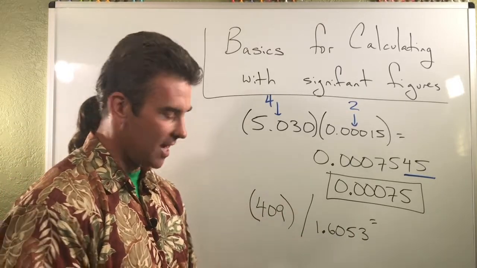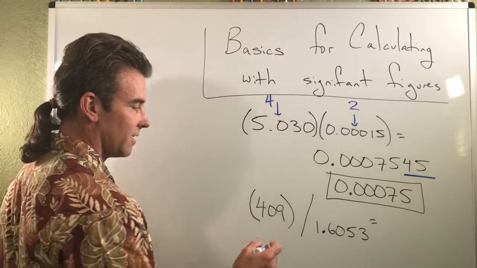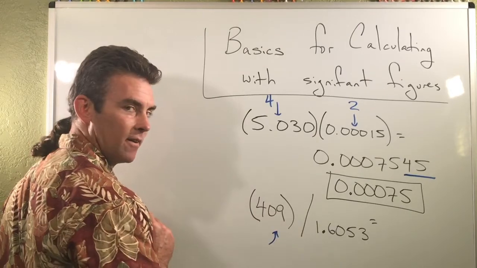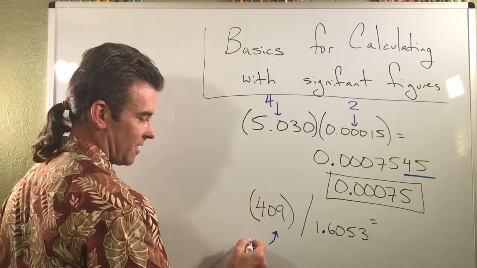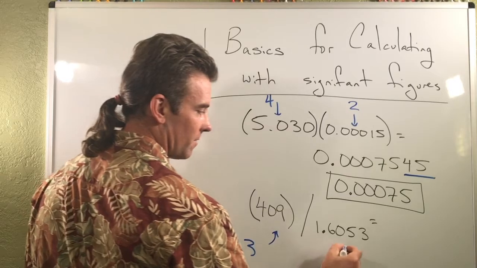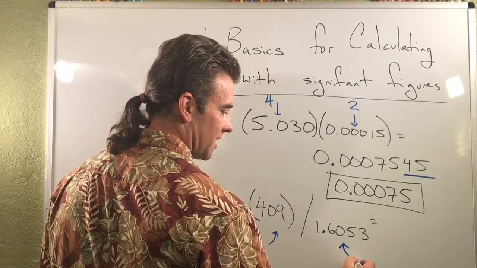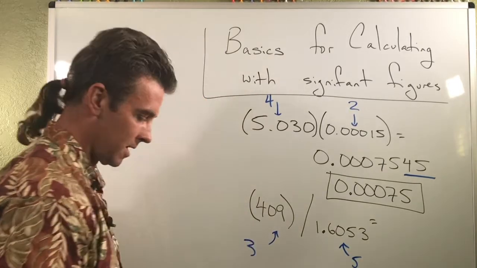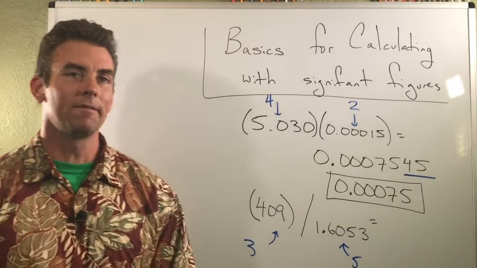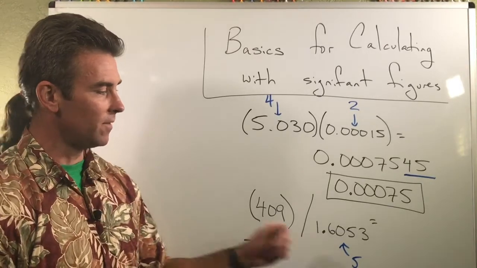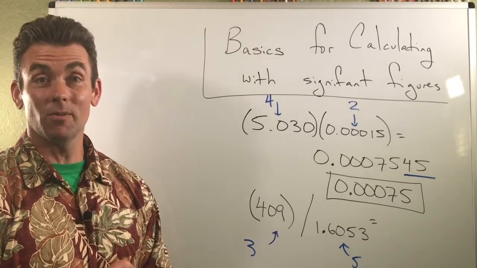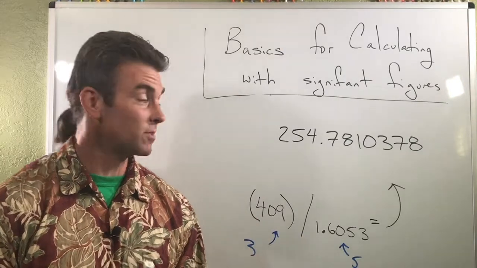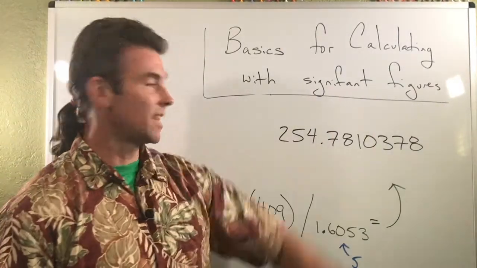This number, right? Before I write down the answer, let's just figure out how many sig figs. Hopefully you can see it. That's a 3 sig fig number. And that is a 5 sig fig number. So just starting off, we should know how many sig figs are going to be in our answer. It should be 3.